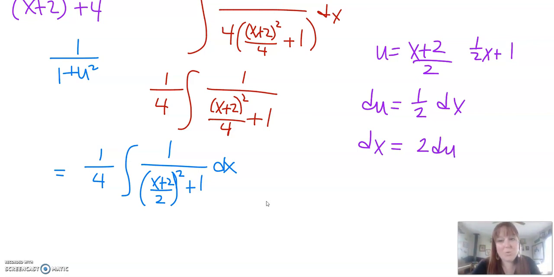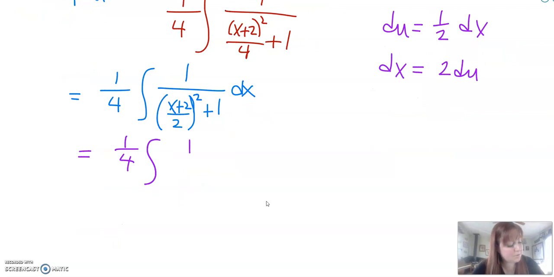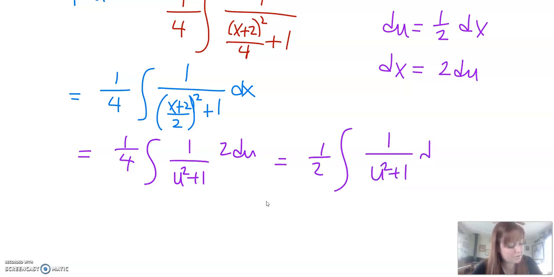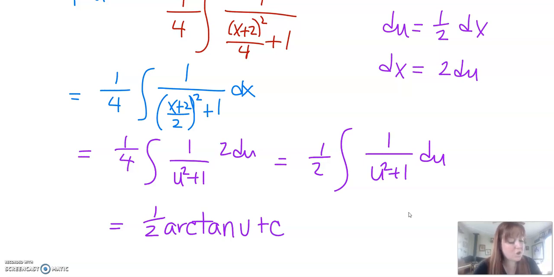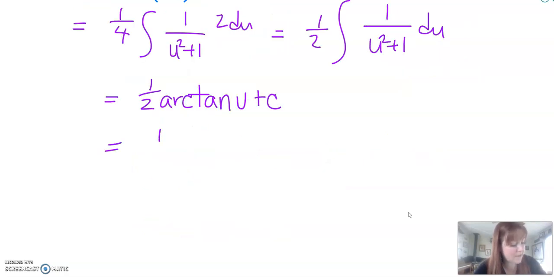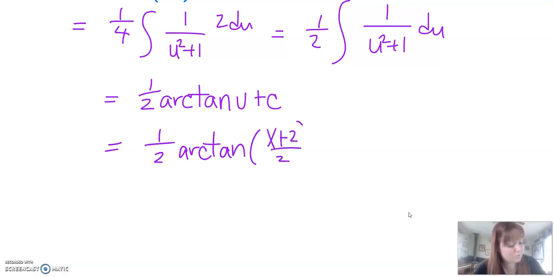All right. So we can just replace this. We can do a u substitution, and we get 1/4 times the integral of 1 over u squared plus 1 times 2 du. And we're going to bring that 2 outside. So now we have 2/4, which is 1/2, times the integral of 1 over u squared plus 1 du. Okay, finally, I have the exact thing that I need for arctangent, okay? So now this is 1/2 arctan of u plus c. And I know what u is, right? U is x plus 2 over 2. So I can replace that with 1/2 arctan of x plus 2 over 2 plus c.